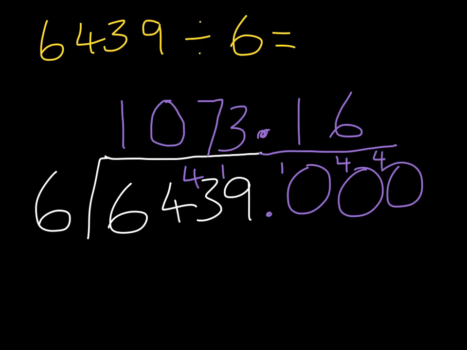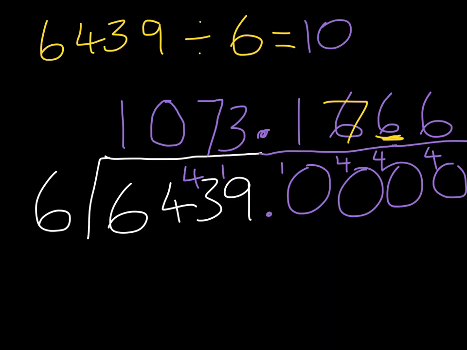Oh, look what's happened. Can you see? 40 divided by 6 would be 6, remainder 4, and it would go on and on forever and ever. Now this is called a recurring decimal. Now remember, I wanted this to 2 decimal places, so I need to look at my third decimal place, and you can see I'm going to have to round this one up. So my actual final answer to 6,439 divided by 6 is 1,073.17.